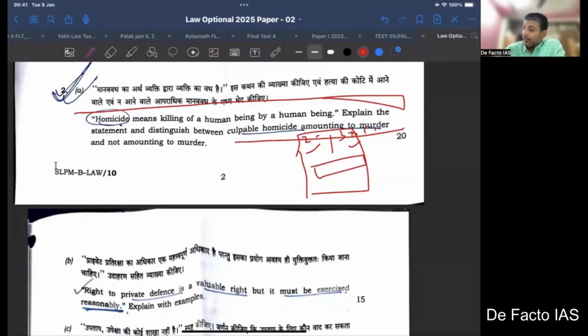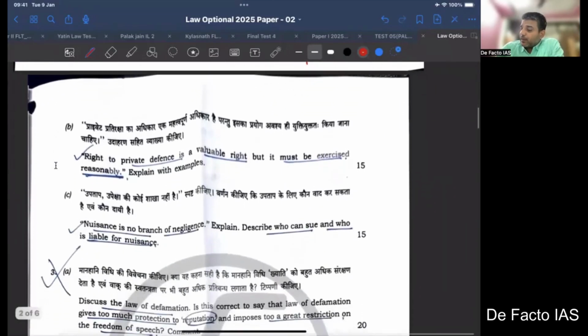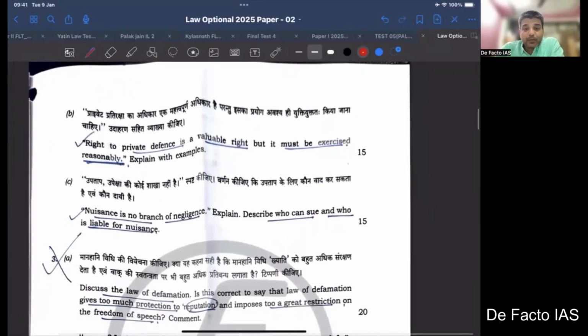Okay, let us come to the next question, that is 2B. Now, this 2B question is again a very interesting question in the sense that it actually talks about the right of private defense. So we have to talk about the rationale of the right of private defense.